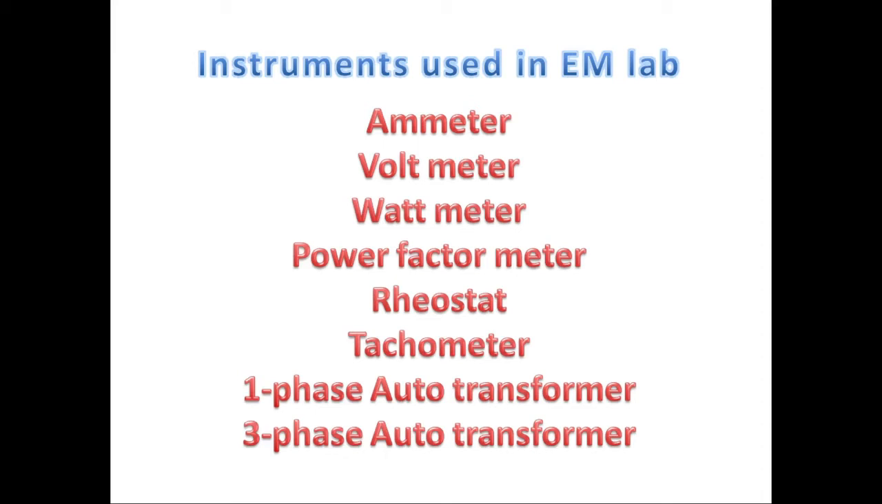These are the list of instruments that we use in the electrical machines lab. Those are ammeter, voltmeter, wattmeter, power factor meter, rheostat, tachometer, single phase and three phase autotransformers. Now let's have an explanation regarding these instruments, and how they are used in the electrical machines laboratory.